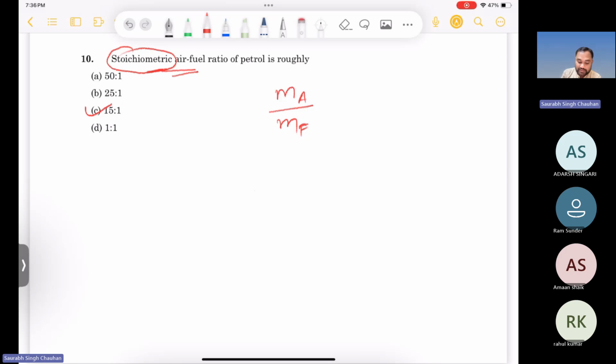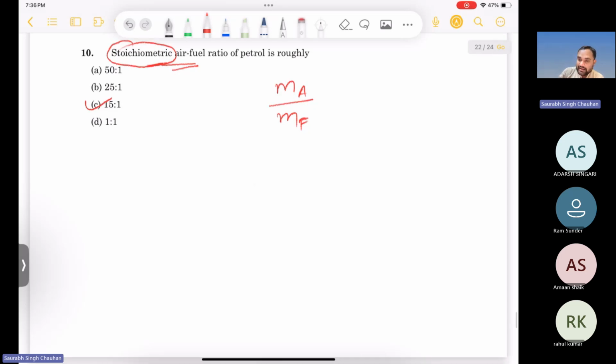For CNG, how much? So you have already given the answer that the chemical reaction should be balanced. For example, let us take petrol itself. Petrol or diesel or anything, these are basically mixtures of various compounds. You have the crude oil and you refine the crude oil and you get petrol or diesel.